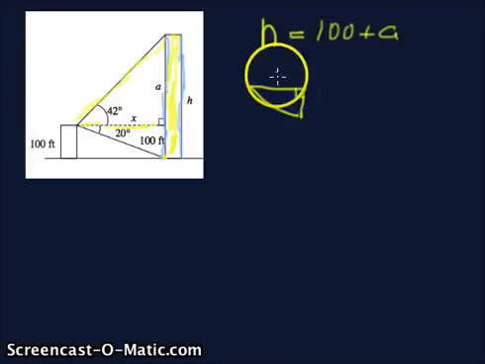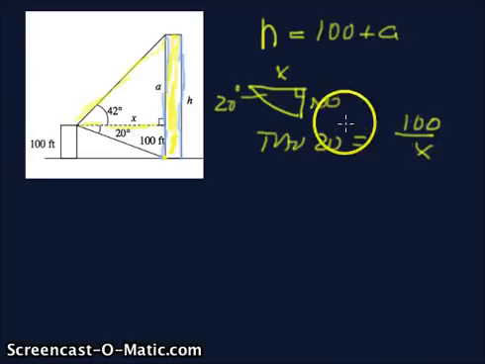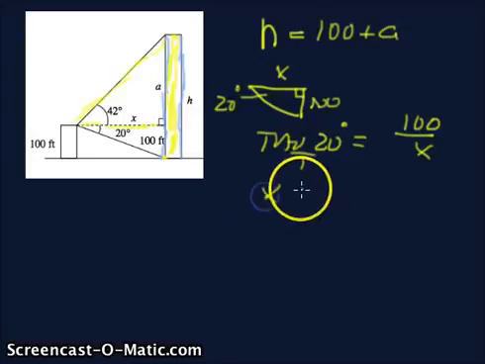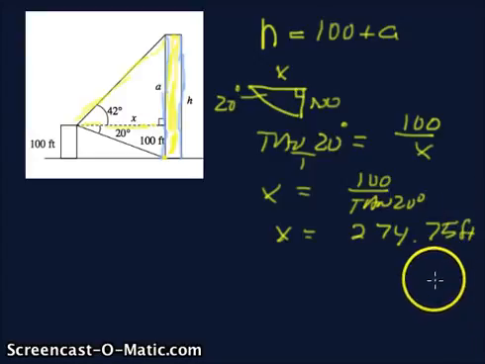Now notice on this bottom triangle, this is X, this is 100, and I have this angle right here, 20 degrees. Hey, that's tangent. Tangent of 20 is equal to opposite over adjacent. I would cross multiply, and so X is going to be equal to 100 divided by tangent of 20 degrees. Now you have to do that on your calculator. When you do that, you get X is equal to 274.75, it's feet, right? Well, can we use that information to find A? Because that was our mission, right?